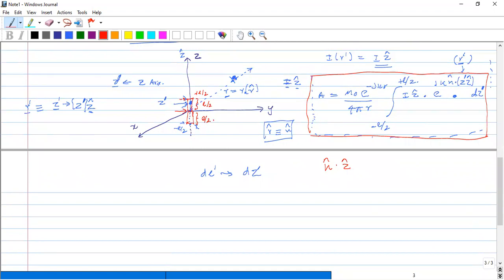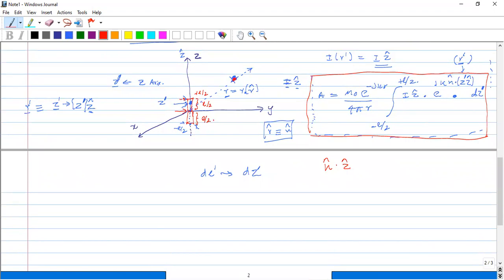So actually this r, we define this r. If you define this r using spherical coordinates, this r location will be r, theta, phi. If you consider this r bar in spherical coordinates, it is r, theta, phi. So this is the r hat direction. Now you have to find n hat dot z hat.